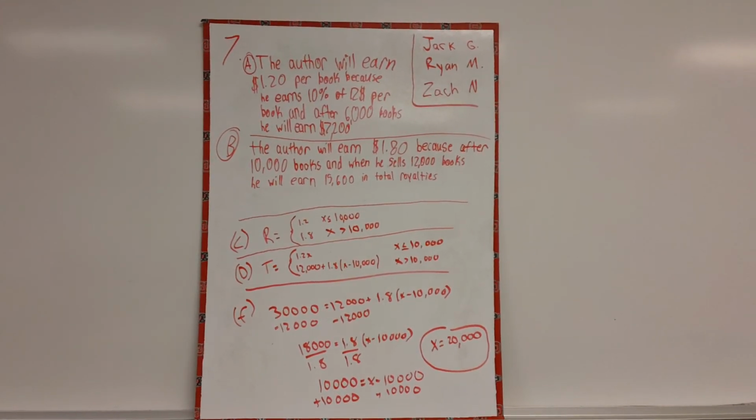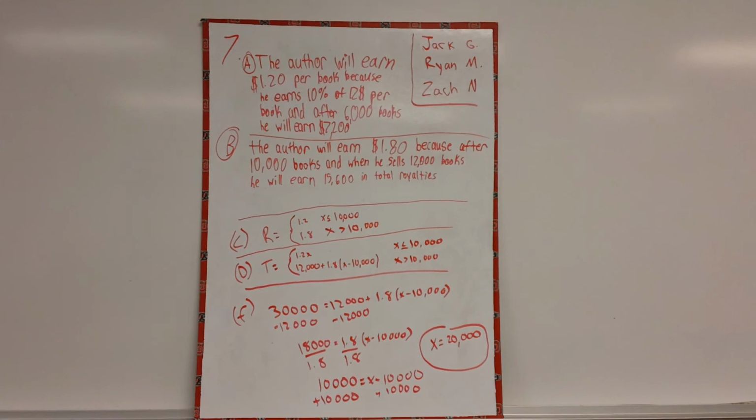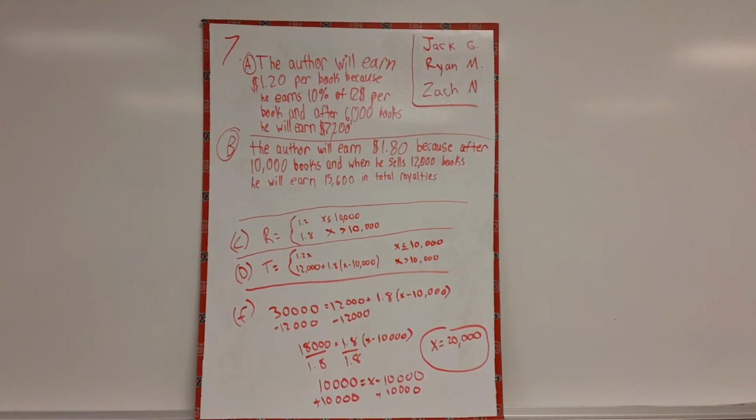7B is when the 12,000th book is sold, how much will the author earn on that sale? Also, what will the author's total royalties be at that point? The author will earn $1.80 per book, because after he sells 10,000 books, he earns 15% on every book, and that's $1.80. And if he sells 12,000 books, he'll earn $15,600.